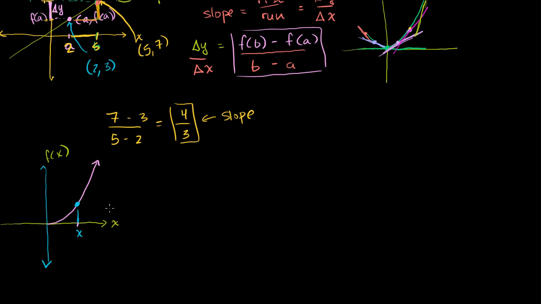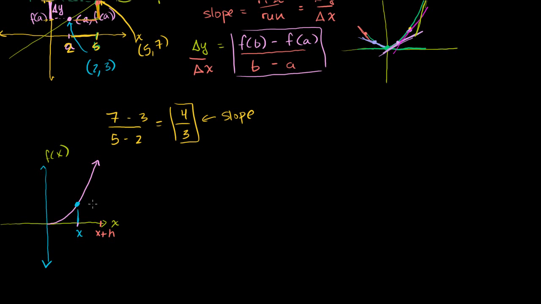Actually, let me do it even further out, just because it's going to get messy otherwise. So let's say we have this point right here, and it's just h bigger than x. So this is x plus h. That's what that point is right there.